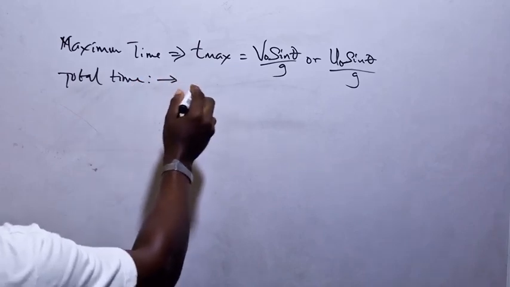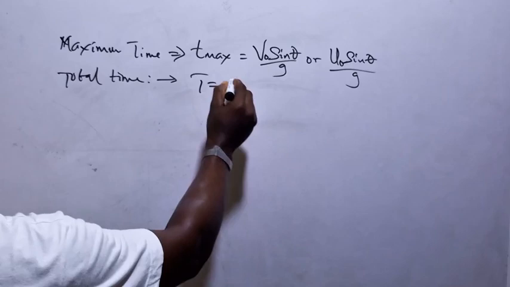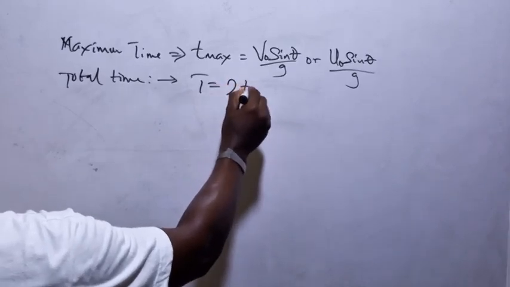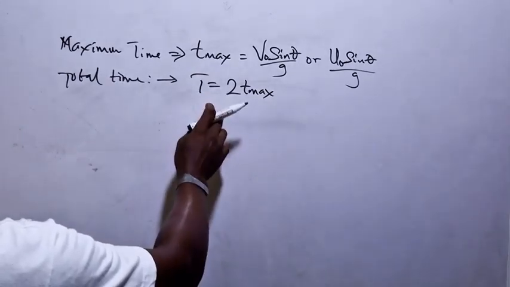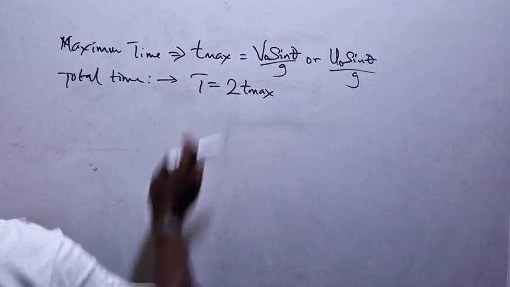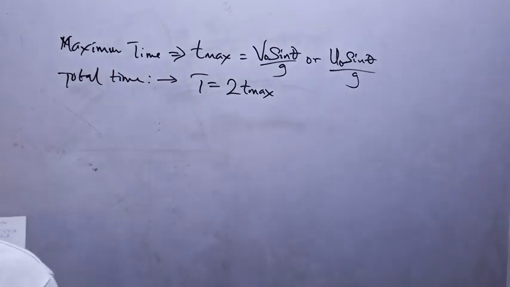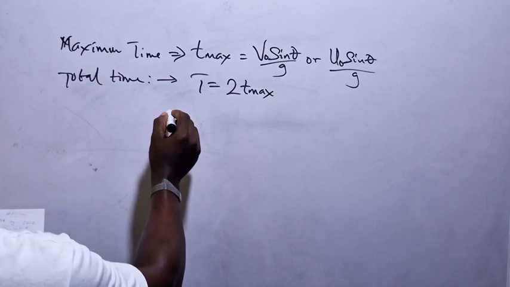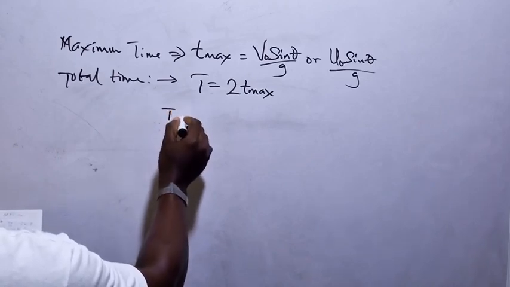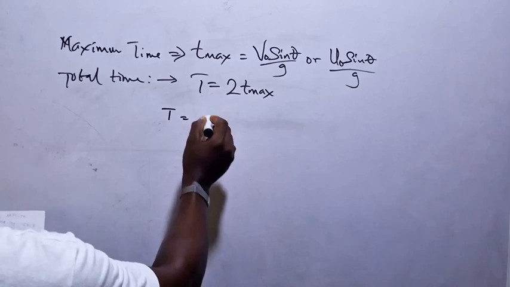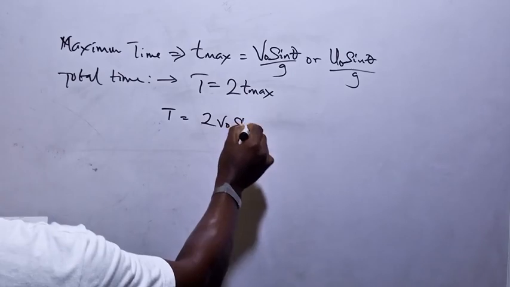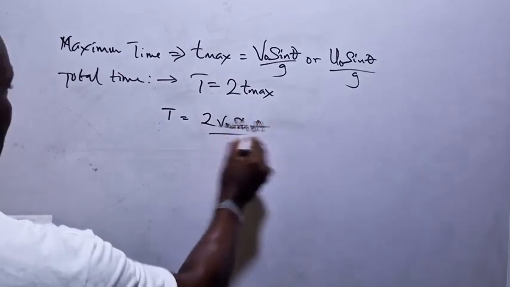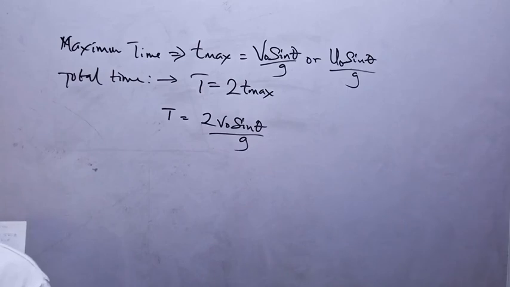The total time, t, is 2 times t max. That is, the total time is 2 times the maximum time. It is also represented as t equals 2 v naught sine theta over the acceleration due to gravity.